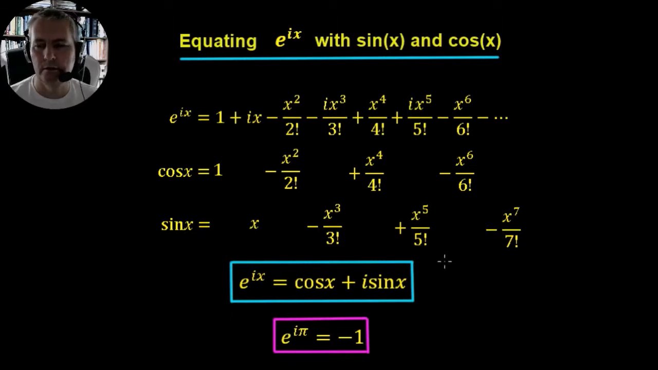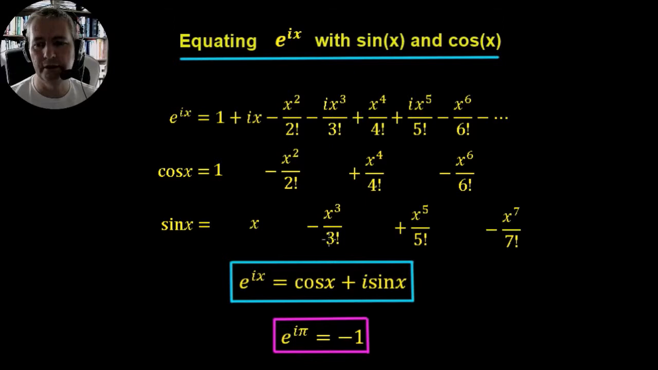Now it would be silly if I wasn't there to take that and then mention Euler's identity. If we were to take the value of x to be equal to pi, then we could say that e to the i pi would equal cos pi, which would be minus 1, and i sin pi, well, that would give us a value of 0. So therefore we could say that e to the i pi equals minus 1. And that's a famous little mathematical equation called Euler's identity.